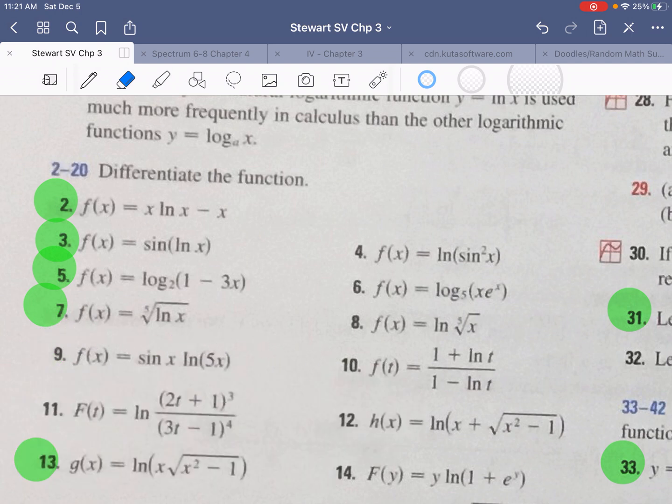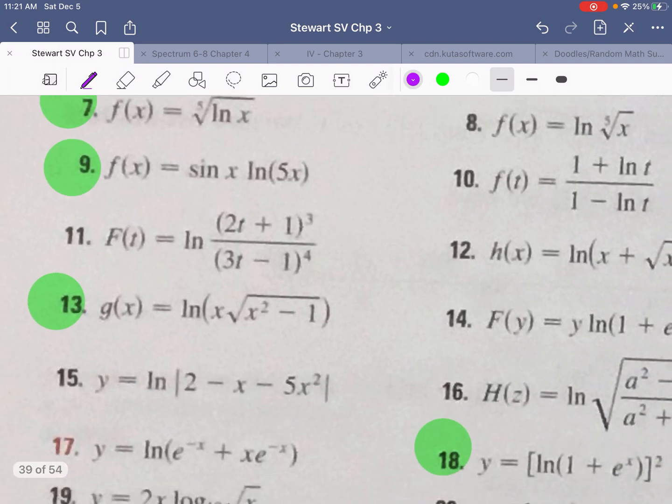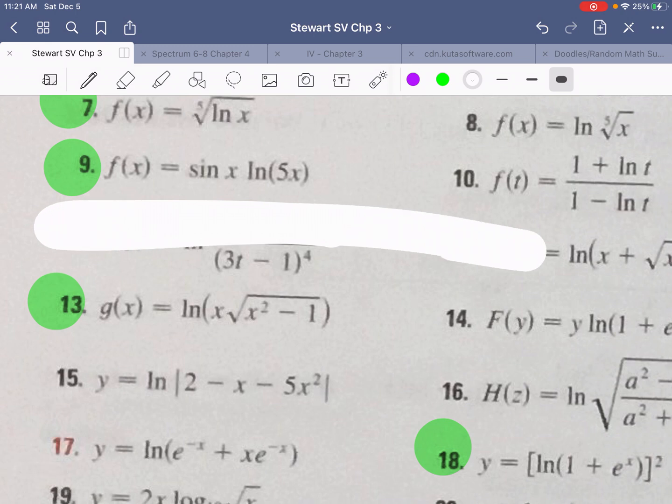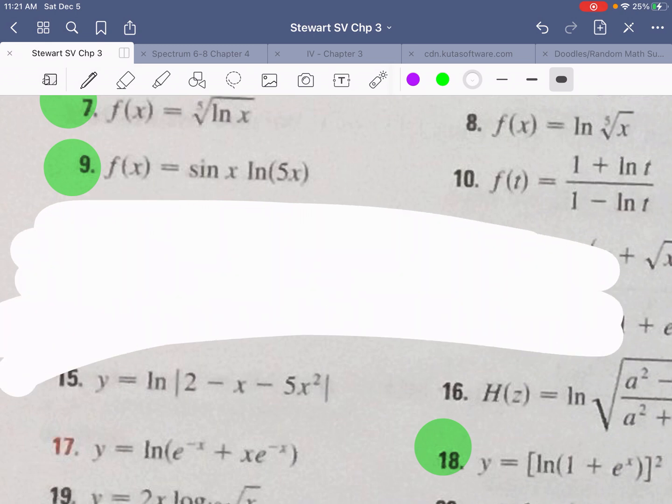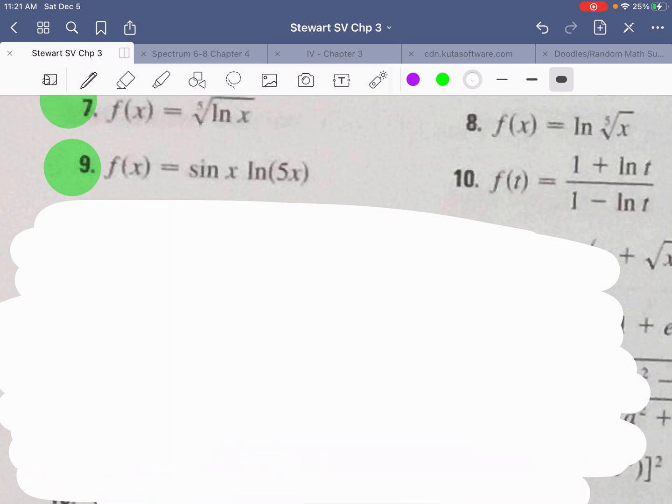All right. Now, let's take a look at, I think number 9 was highlighted and then I erased it. This is a good one because it's got a product rule thrown in and a couple of interesting things going on. So when we have the product rule, as you'll recall, that's when you have the derivative of one function times another, u times v. So in this case, u is sine x, v is natural log of 5x.